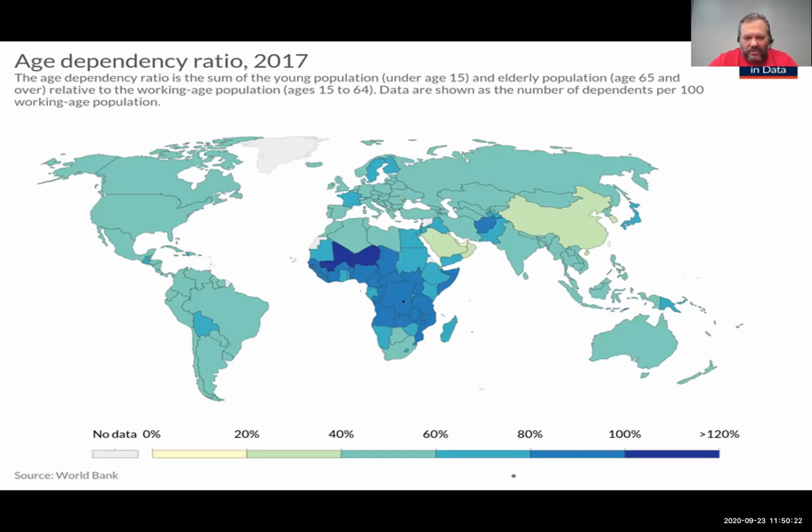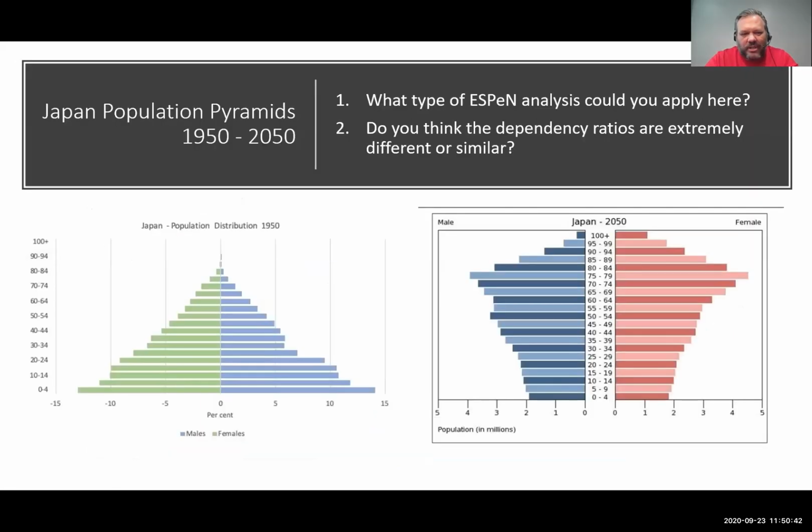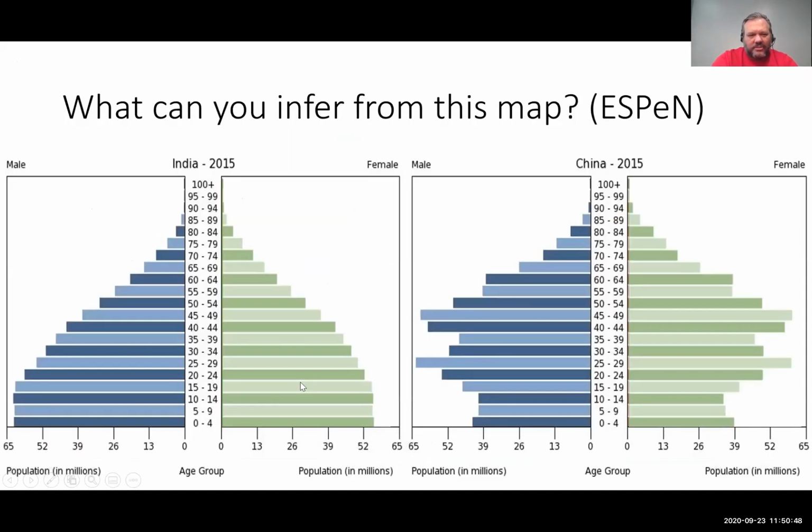Remember, the US was about 0.52, and you can see a lot of countries are at this color. In the African countries, they have a higher growth rate, and so more people under the age of 15, so you'd start to expect that. This is another piece of information that we can use to analyze different countries. And this is Japan. We'll look at this in our class as well. And this is India versus China, and again, we will look at this in class as well.